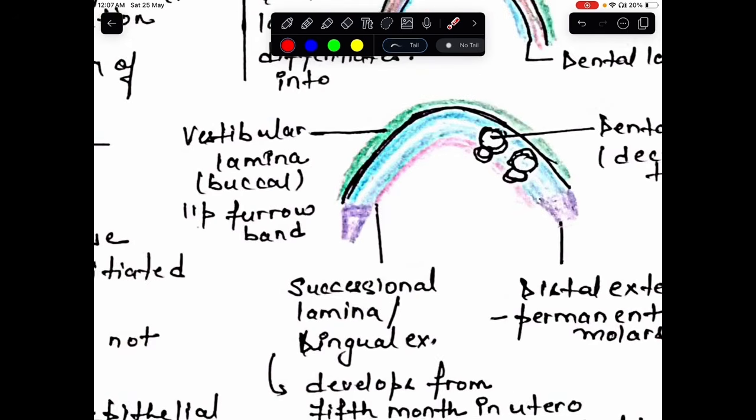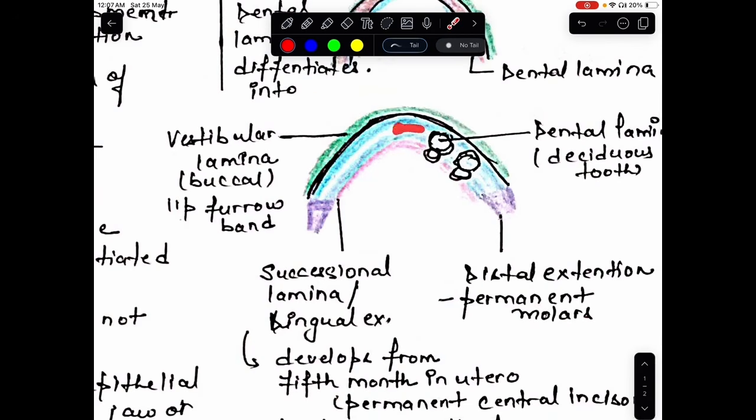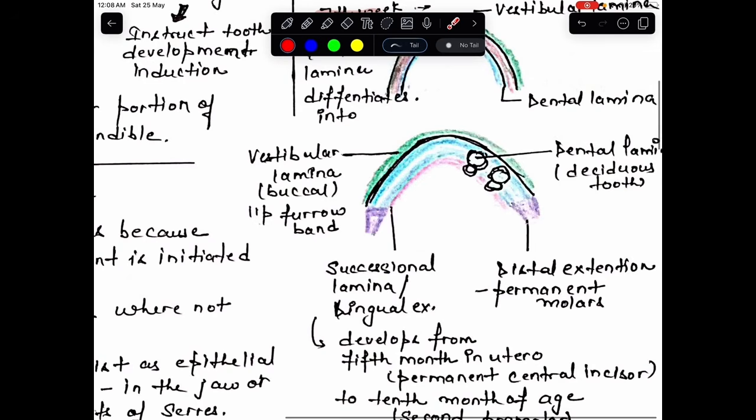Okay, so you would see I have made this diagram. What happens is, this is the dental lamina, this is the lingual extension called the successional lamina, and this is the distal extension. Okay. Now what happens is that this is the tooth bud of a deciduous tooth. So from here a deciduous tooth will arise, and this tiny circle over here is the bud of a permanent tooth. Okay, so it just lies opposite to the bud of the deciduous tooth, and then there is the vestibular lamina. It will hollow out.